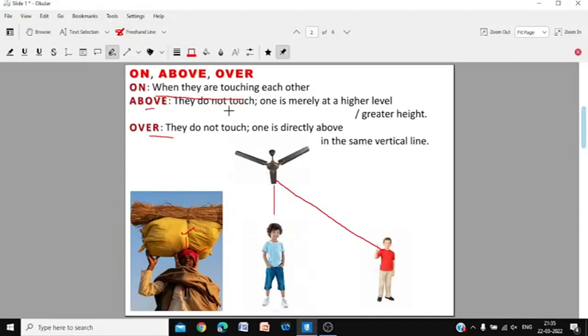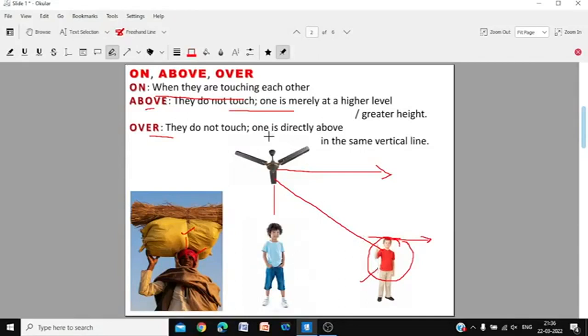Now, above means they do not touch. One is merely at a higher level. This boy, this is the level, and the fan, this is the level. So you can say the fan is above this boy because this is the level for this boy and this is the level for this fan. So the fan is at a greater height. So you can say this fan is above this boy.